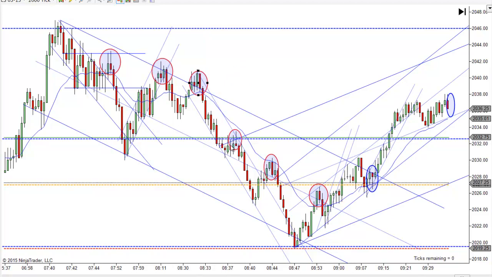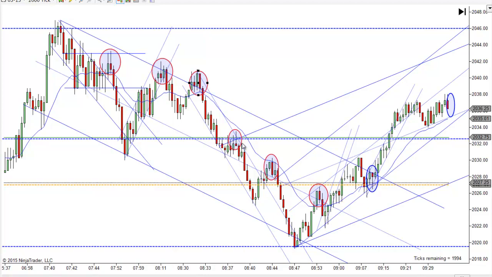There's a failed second entry long right here, but it's too big a move away from the EMA. It's right at a double bottom. So wait and see if you get a second entry, and guess what? You do right off the trend line. And it breaks higher above a little double top, so it's that little trap I was talking about.